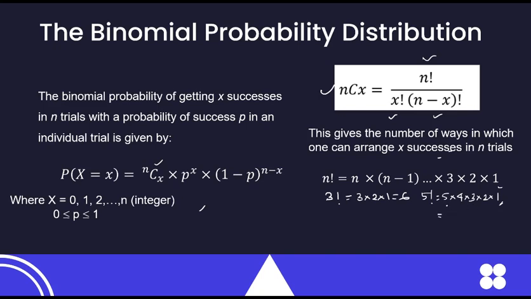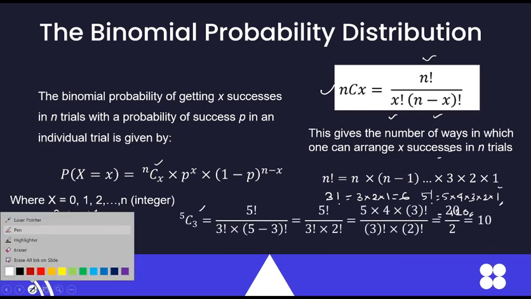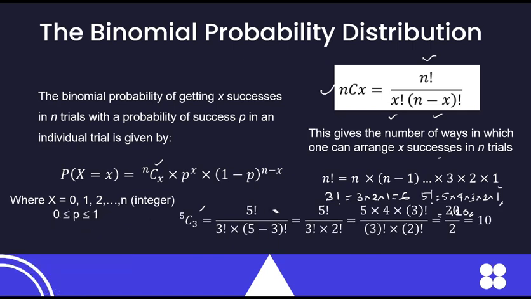So what is the value? 5 into 4 is 20, and 20 into 6 is 120. Quite a big number, isn't it? So this is the thing. Now let us understand what is, say, 5C3. What is 5C3? Let us try to understand this. Let me erase this so that we get a clear view.